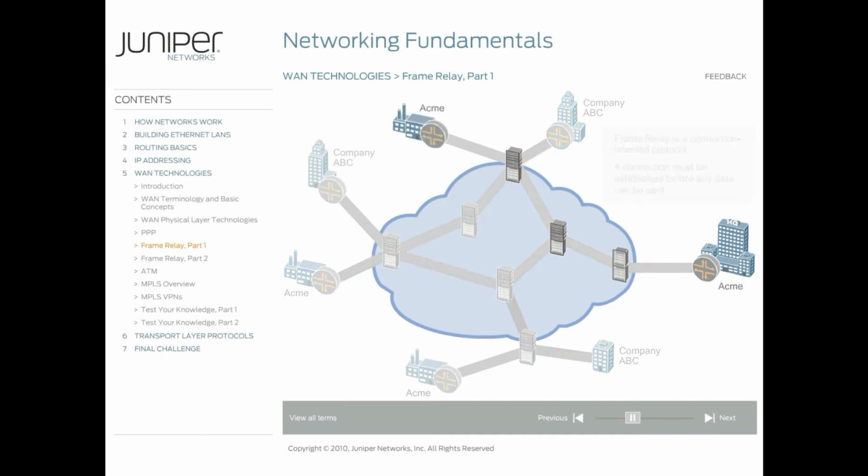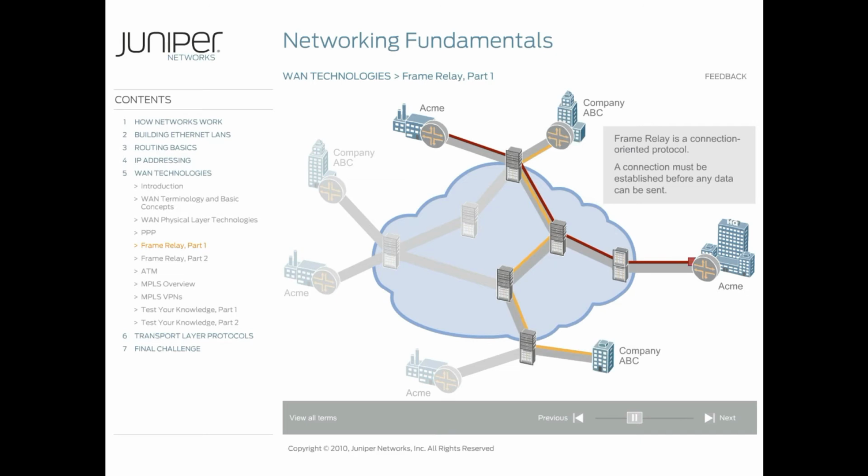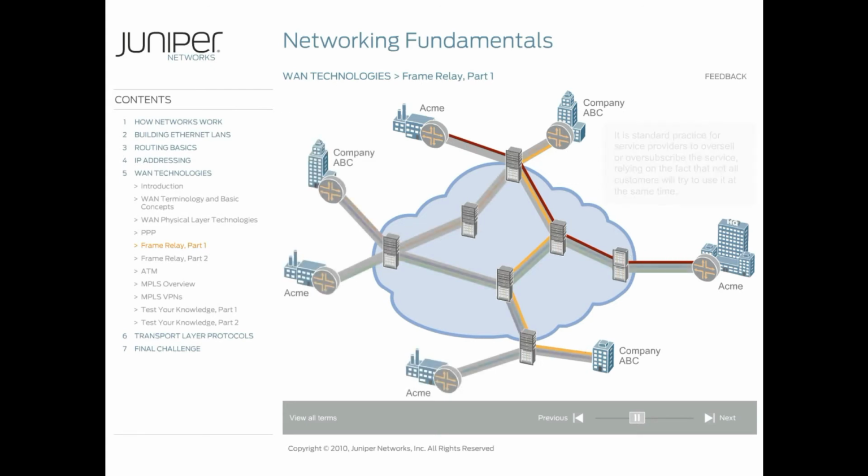Like PPP, Frame Relay is a connection-oriented protocol, meaning that unlike Ethernet, a connection must be established before any data can be sent. Different virtual circuits are defined for different customers. Even though all customers' virtual circuits share the same physical links within the provider's network, each customer's data stays within its own dedicated virtual circuits. Because the network is shared by many customers, it is standard practice for service providers to oversell or oversubscribe the service, banking on the fact that not all customers will try to use it at the same time. Otherwise, it would be like trying to build a highway for the maximum number of cars that would use it. While there might not be any traffic jams, most of the time the highway would be unused, which would make it a very expensive highway.